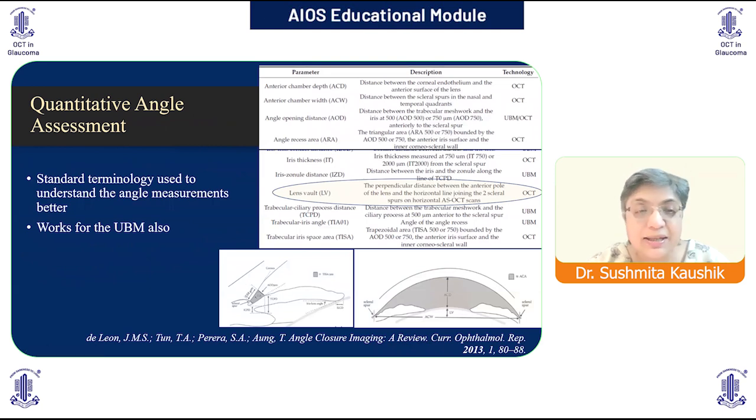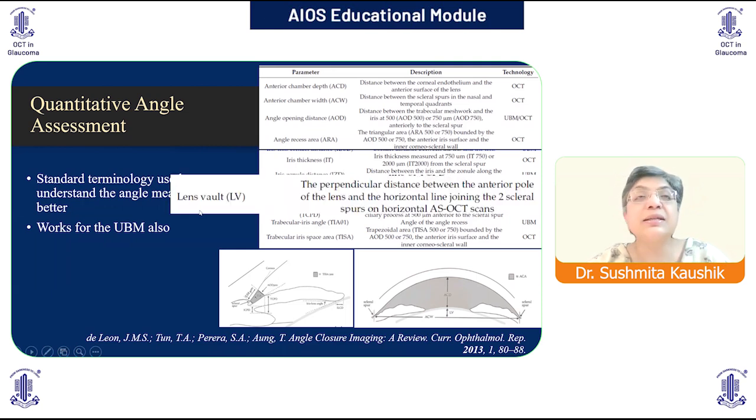Now, there is a standard terminology which is used to understand the angle measurements better, and these work for the UBM also. So you would have AOD, angle opening distance, at 250 microns from the scleral spur, at 500 microns from the scleral spur. You would have anterior chamber analysis, anterior chamber depth, anterior chamber volume, and so on and so forth. There are a whole lot of things which you can look up. But the thing that really helps us is the lens vault, which you can't see on the UBM.